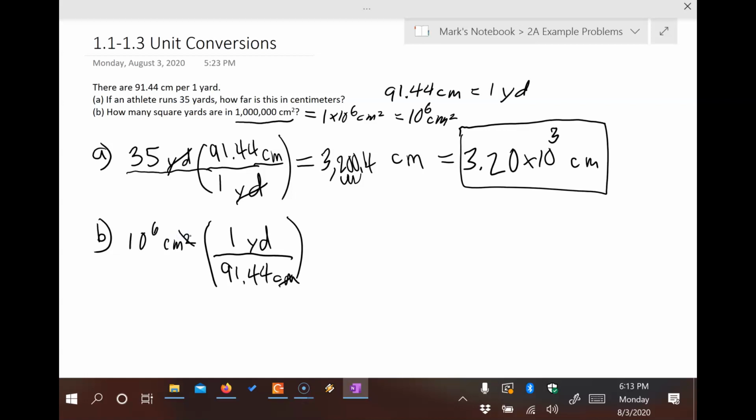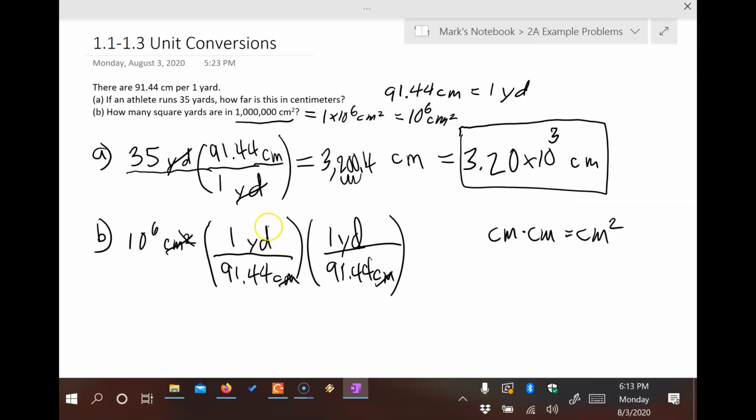Because a centimeter squared, that's the same as having a product of 2 centimeters, right? So I actually need a second conversion factor. Now I can cancel both centimeters out, and the yards times the yards here are going to multiply to give us yards squared. And we can go ahead and put that into the calculator and get our answer.